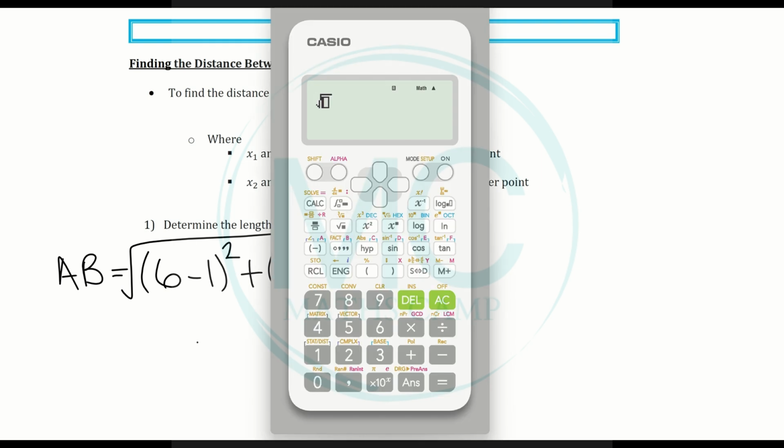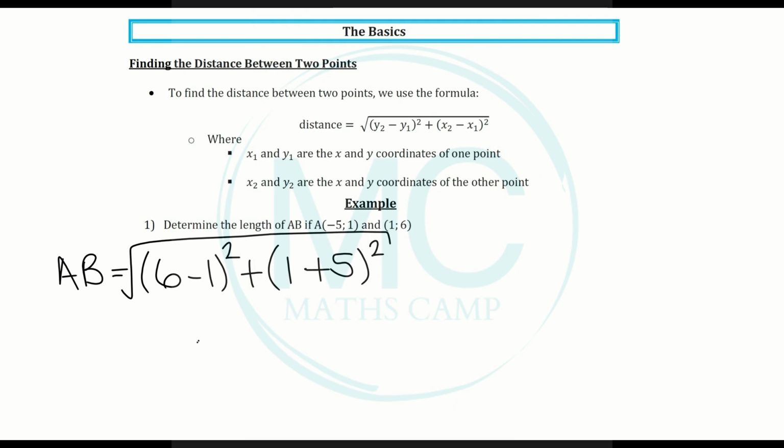We can say we have a square root, open our first bracket, 6 minus 1, close the bracket squared, plus our second bracket, 5 plus 1, close the bracket squared, is equal to the square root of 61. We can leave this in root form.